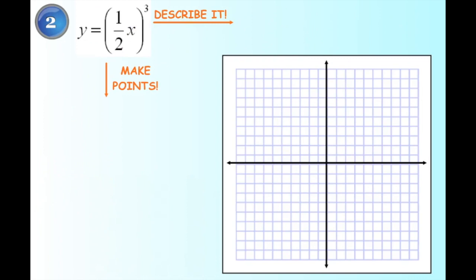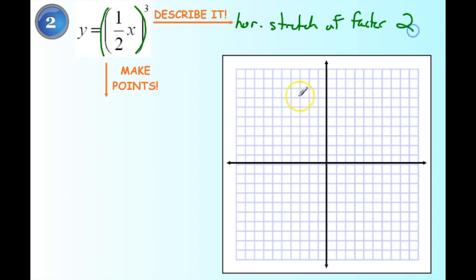Let's try another one here. This one is a cubing function. Again, ask yourself, am I doing something vertically or horizontally? This is definitely inside the argument. This is a change inside the argument, so it's going to be horizontal. Now, stretch or shrink, which one would that be? A b value that's in between 0 and 1 would be a stretch of factor, and again, with my b value, I multiply my x's by the reciprocal, so the reciprocal of 1/2 would be 2.